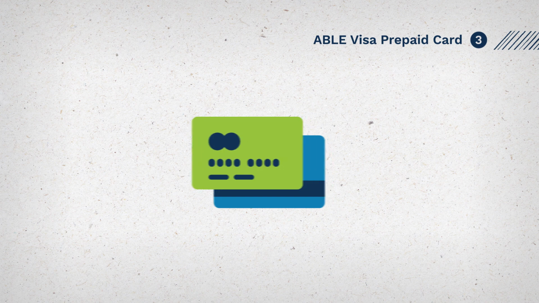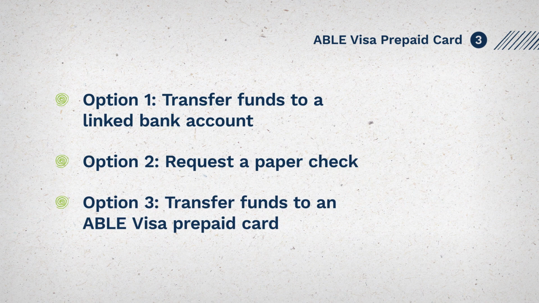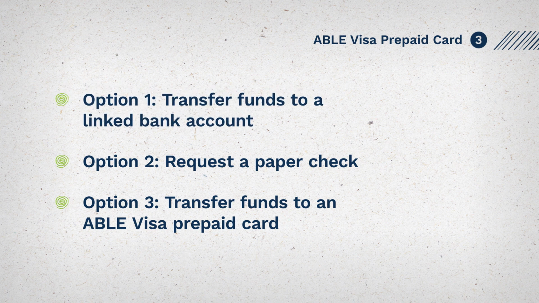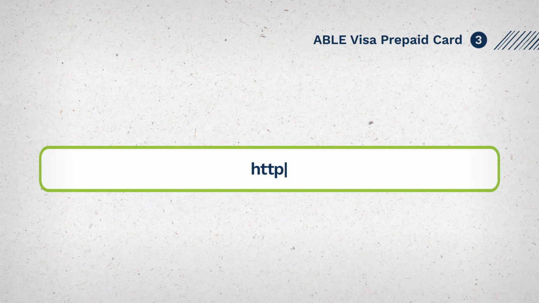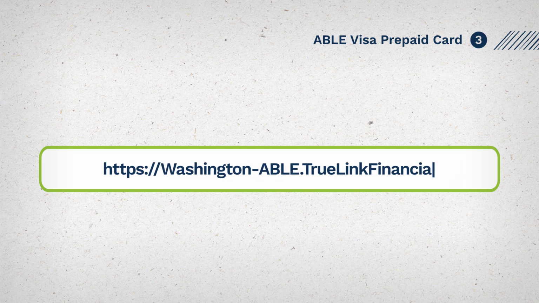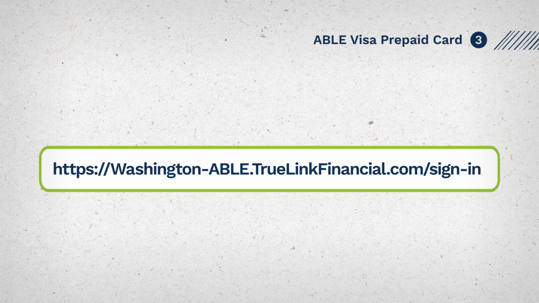Once the prepaid card is activated, it will appear as an option in your ABLE account to transfer funds to. To transfer money to the prepaid card, follow the steps in Option 1 of the online withdrawal process as outlined earlier in this video, selecting your prepaid card instead of the linked bank account as the Transfer To option. You've now completed a review of the 3 options you have to make a withdrawal from an ABLE account. The ABLE Visa prepaid card can be managed further at https://washington-able.truelinkfinancial.com and can be used anywhere Visa debit cards are accepted.